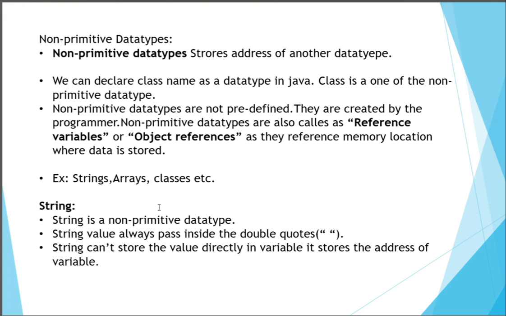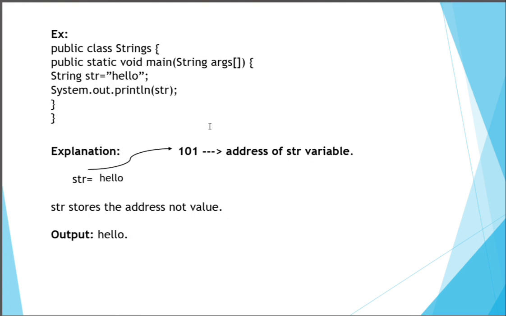We can see one example for a non-primitive data type. Here, String is one of the non-primitive data types. Its value is always passed in double quotes. String cannot store the value directly in the variable. It stores the address. Here we can see one small example. Here public class Strings is the class name of this file, and this is the main method, and here we declare the str variable with the value hello.